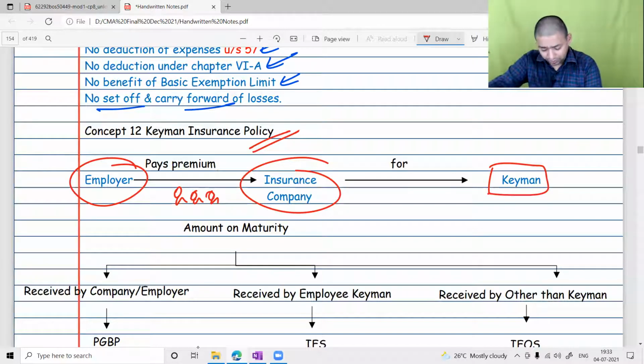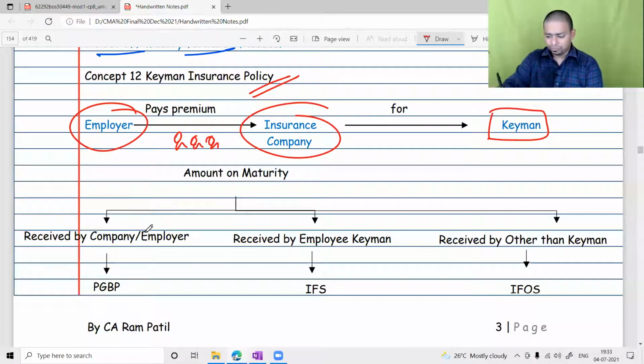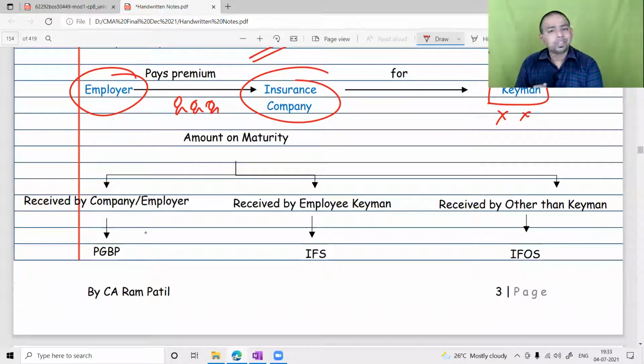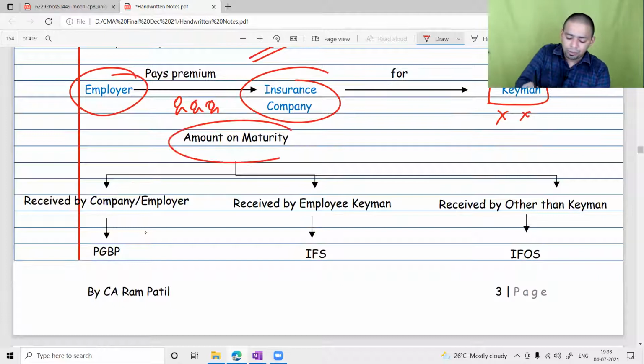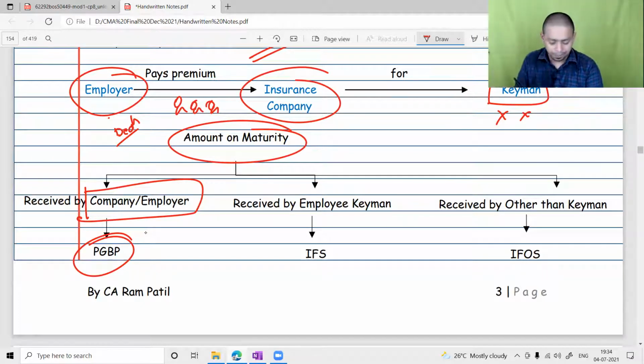If tomorrow something happens to the keyman, natural or unnatural, for any reason the keyman is not with us and the organization has suffered losses, then the insurance company will pay the amount on maturity or on the claim. And if the claim is received by the company, please understand, when the company paid the premium, it took the deduction under the PGBP chapter. Receipt of the claim is recovery of the losses that the organization has suffered because the keyman is no more with them. So it will be taxable under PGBP.